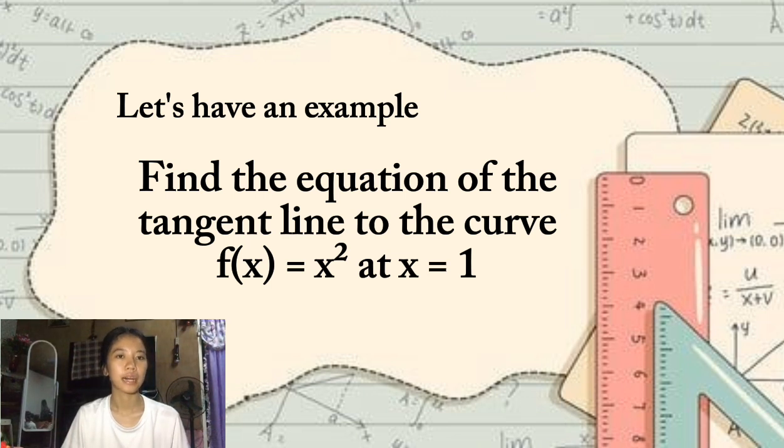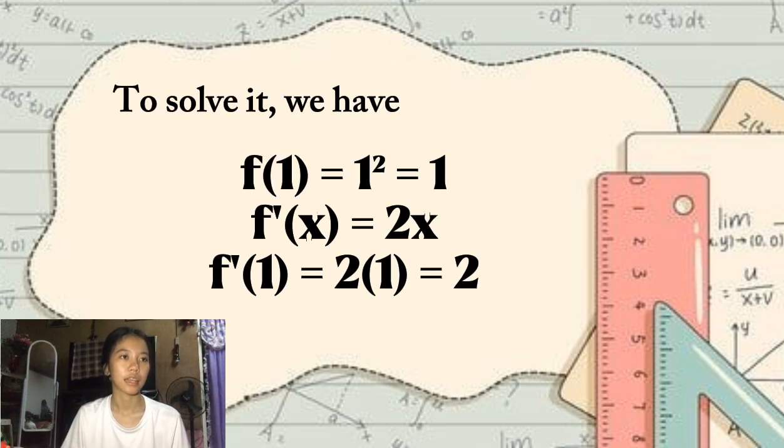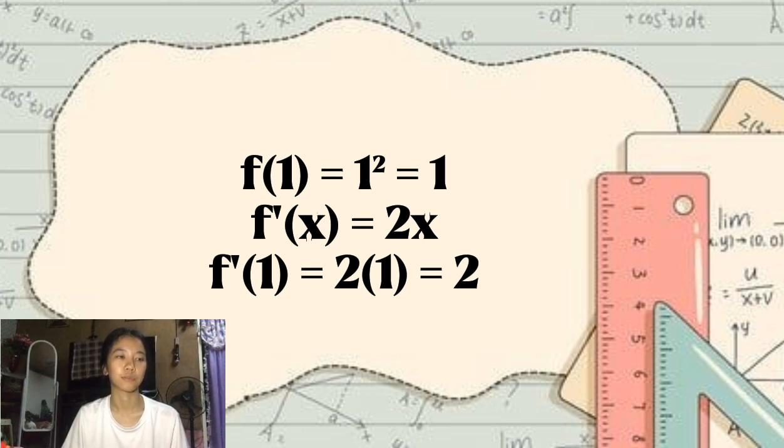Let's have an example. Find the equation of the tangent line to the curve f of x equals x squared at x equals 1. We have to solve for the values of f of a and f prime of a so that we can plug them into the formula. So first, f of a: we change a to 1, so f of 1 equals 1 squared, and 1 squared is equal to 1.